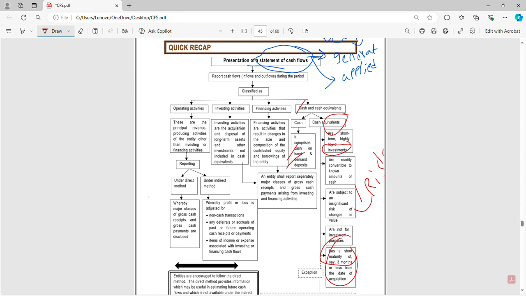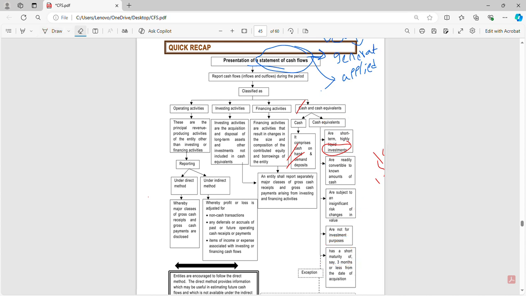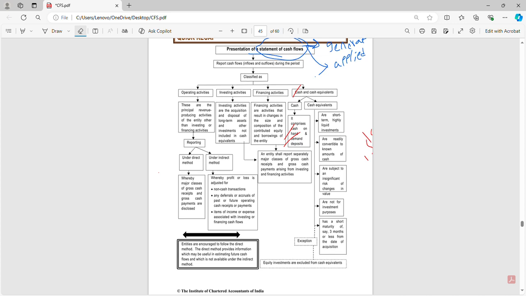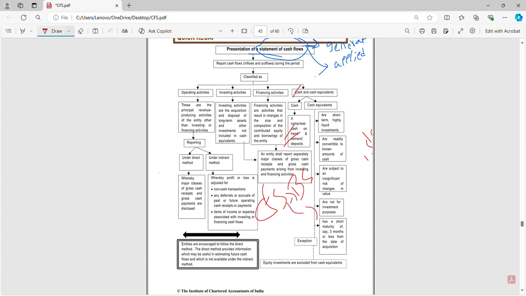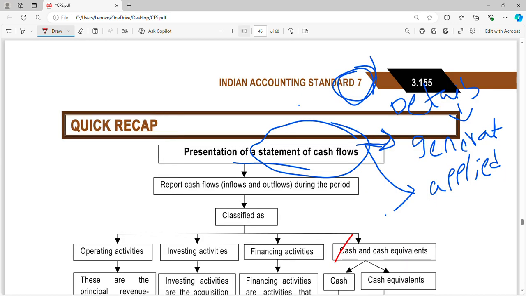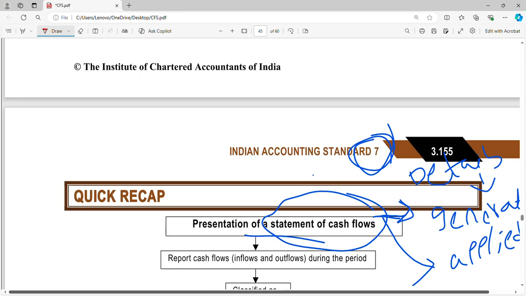Next, if you are preparing consolidated financial statements, then you need to prepare a consolidated cash flow statement. For that, we need to consider the consolidated balance sheet and consolidated profit and loss account. We apply the same approach we have discussed up to now, but new adjustments will come when we are preparing consolidated financial statements.